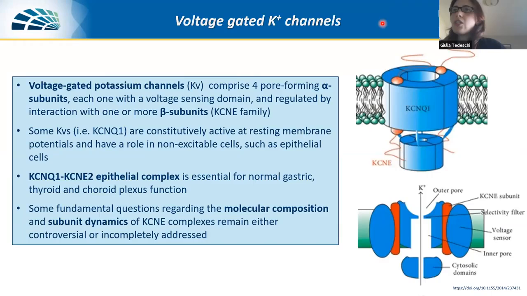A brief introduction of the voltage-gated potassium channel. They are formed by 4 alpha subunits. Each one has a voltage sensing domain, and they are regulated by 1 or more beta subunits. Some of these channels, for example, the one that we're interested in, KCNQ1, are constitutively active, addressing membrane potentials, and also have a role, for example, in epithelial cells.